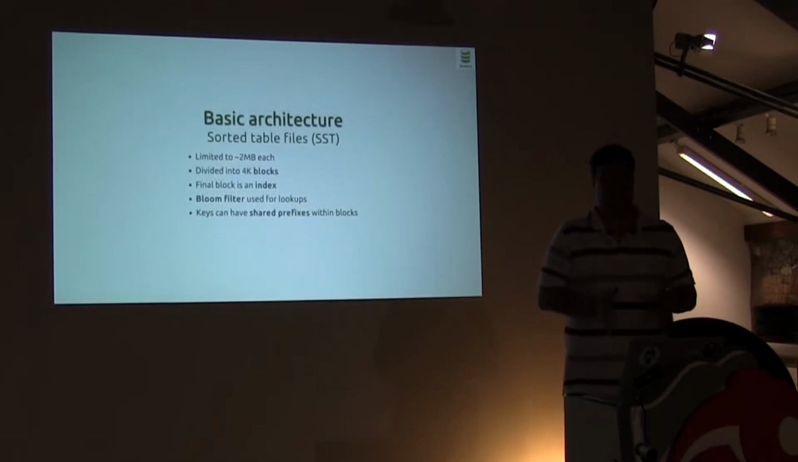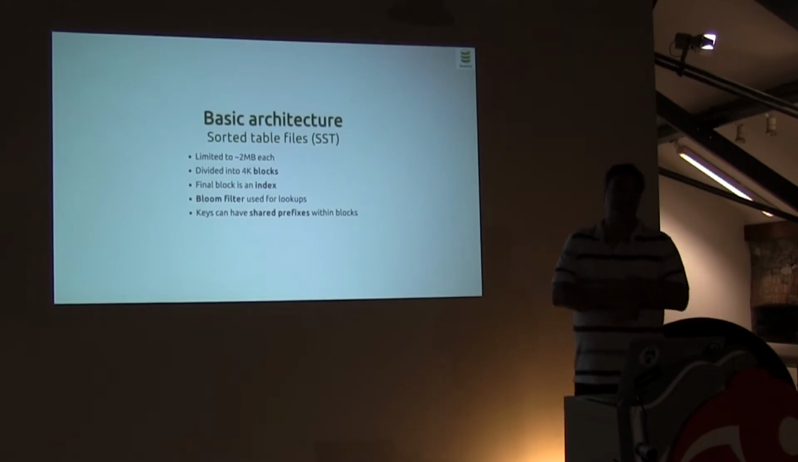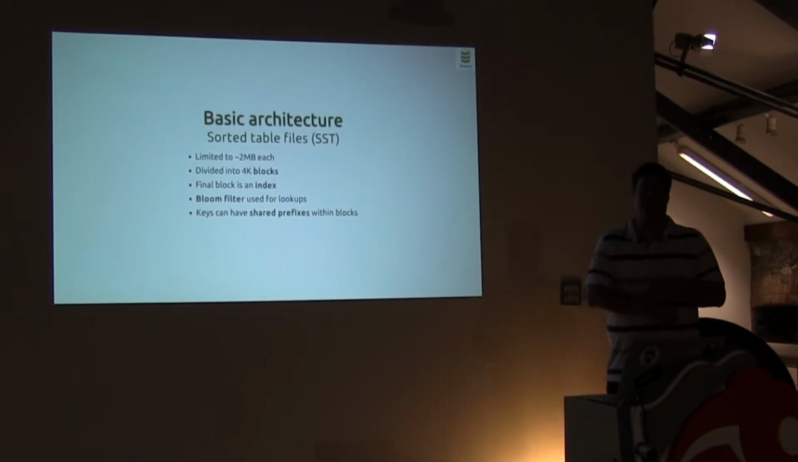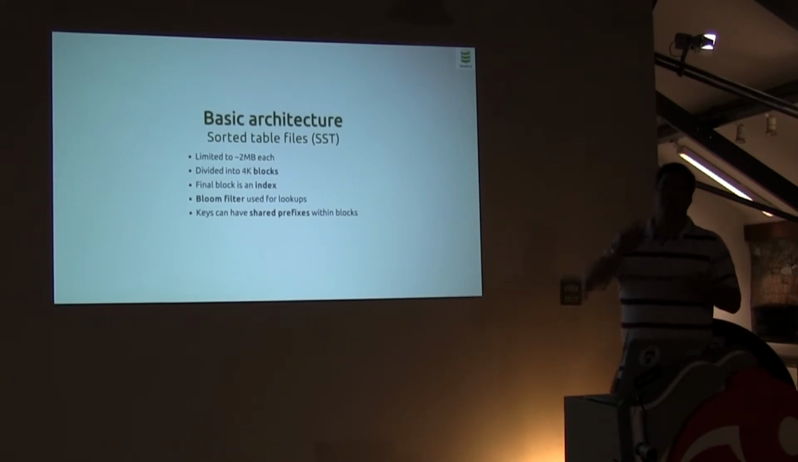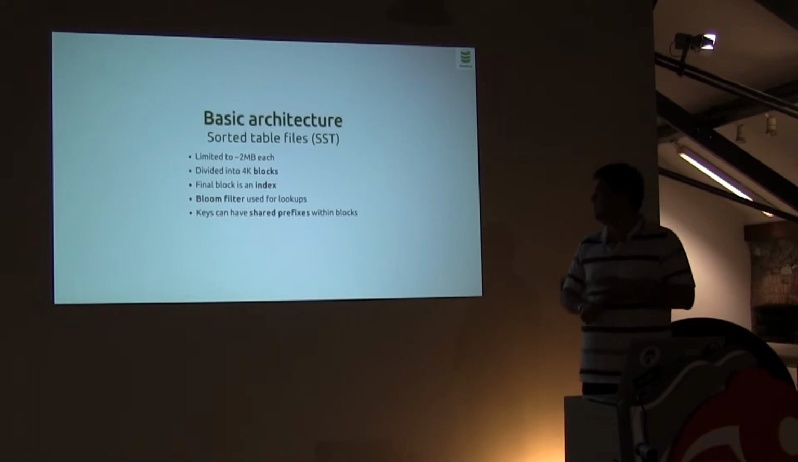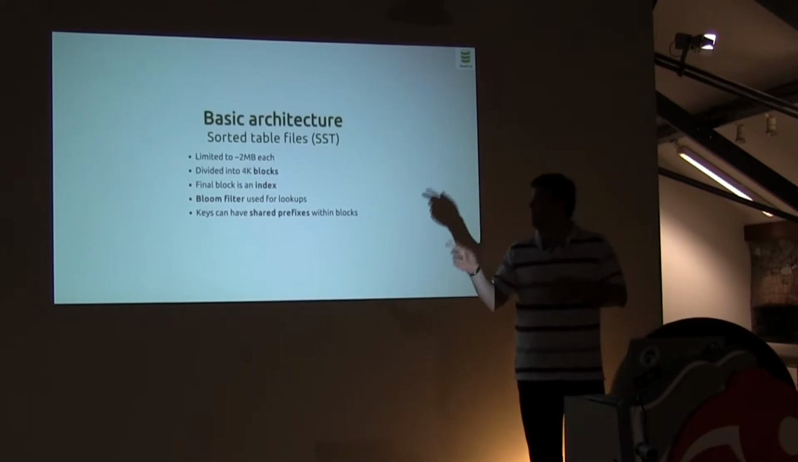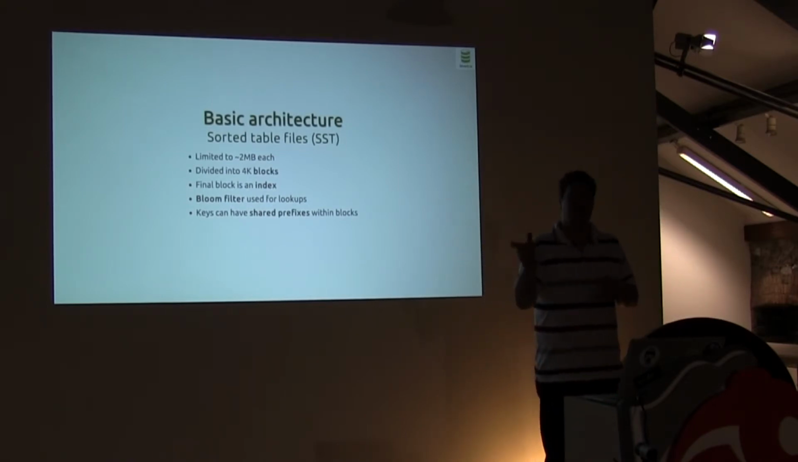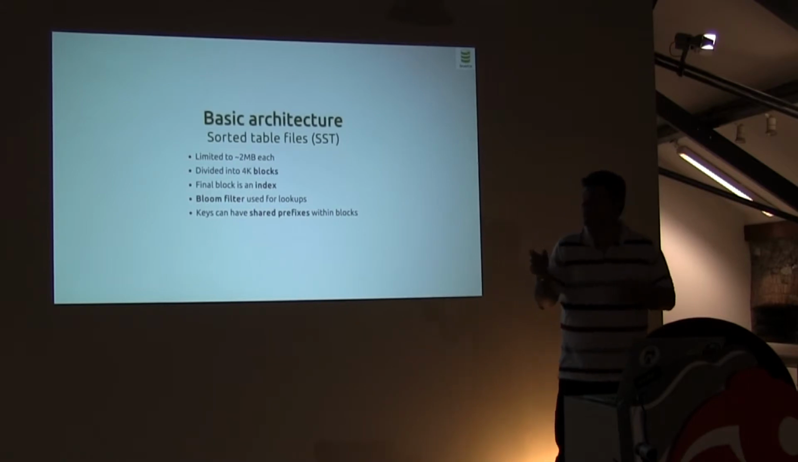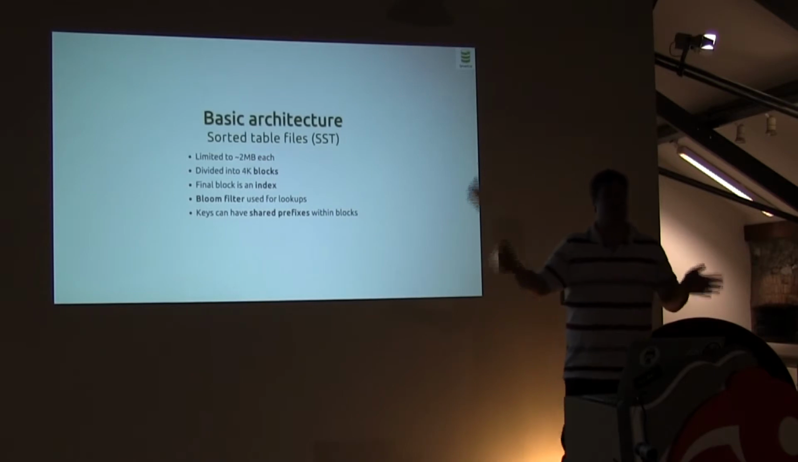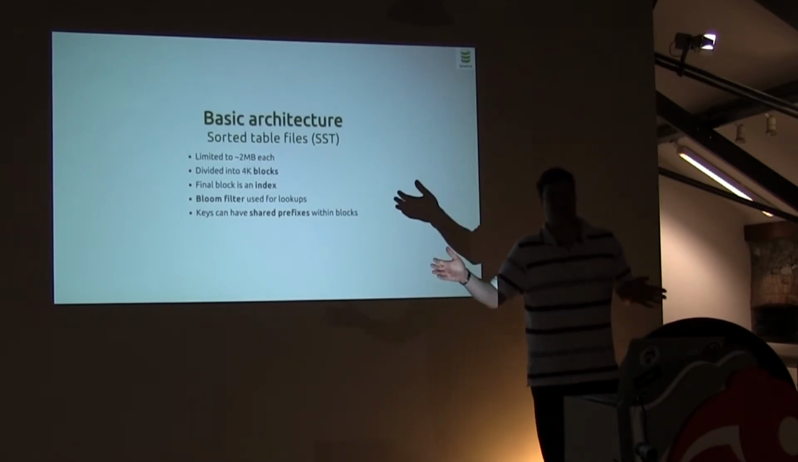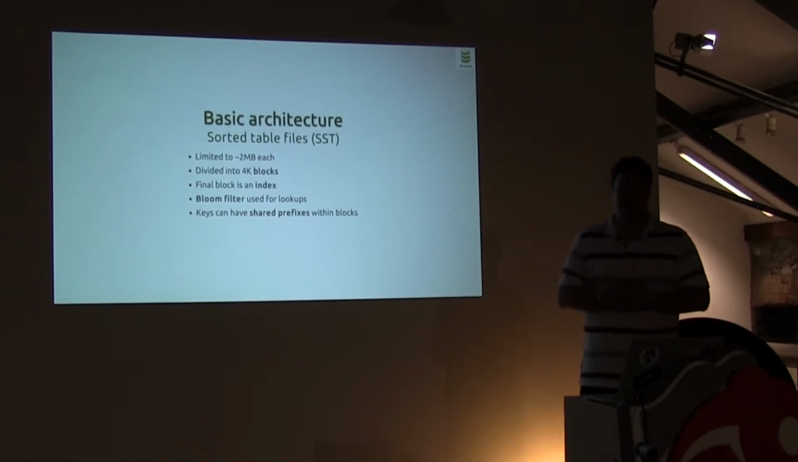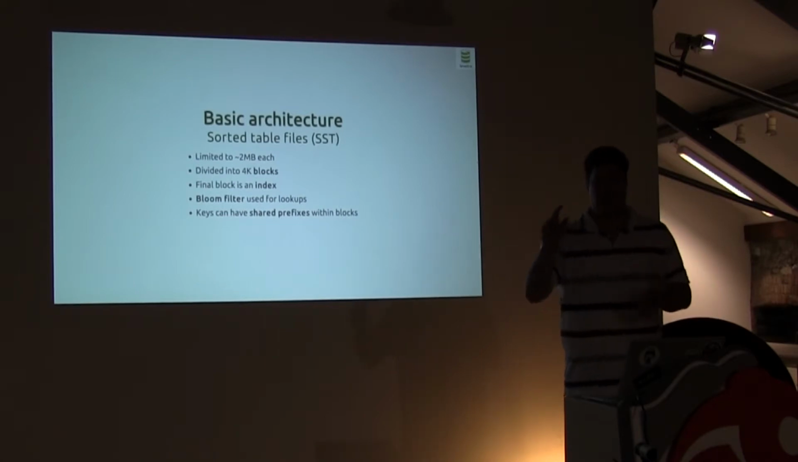So these sorted table files, this is a concept from within Google. They use this in Bigtable and a bunch of other places. So SST stands for string sorted table. Each of them in LevelDB is about 2 megabytes each maximum, and you can have a lot of them. So if you've got a lot of data in LevelDB, you can have a lot of these SST files. They're divided into 4K blocks.